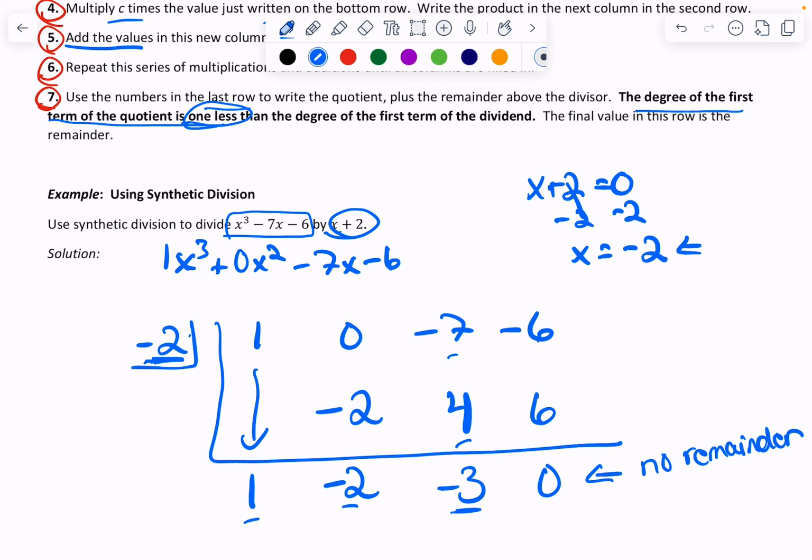And now, if we want to check that we did it correctly, we would take the x plus 2, which was our divisor, multiply that by our quotient, so x squared minus 2x minus 3, and we should get x cubed minus 7x minus 6, which is our dividend. So that would just be multiplying the two polynomials to check.